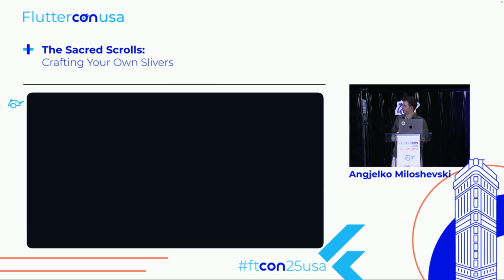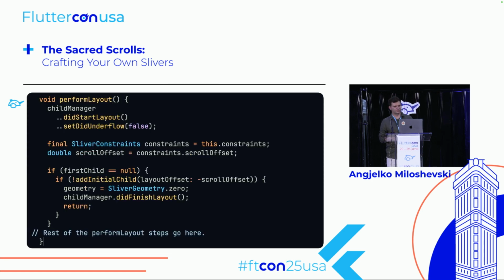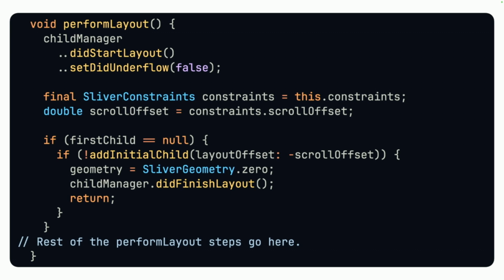Here is a snippet of a code. How will that look like? So we start the layout, we check the first child and try to add it.